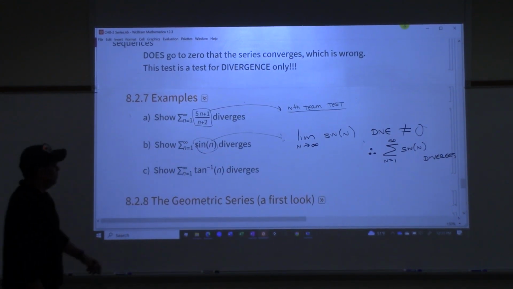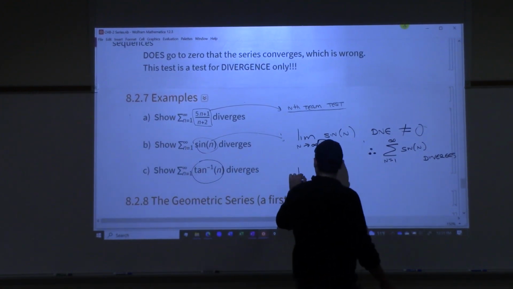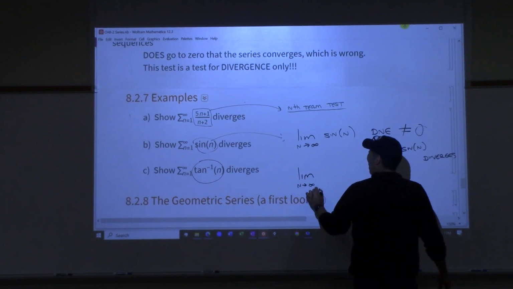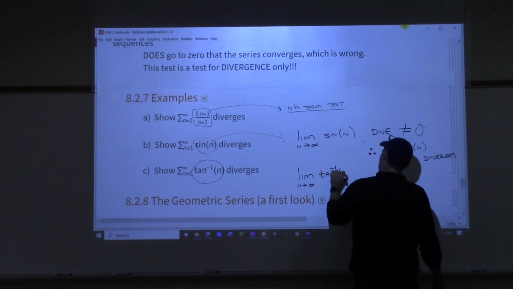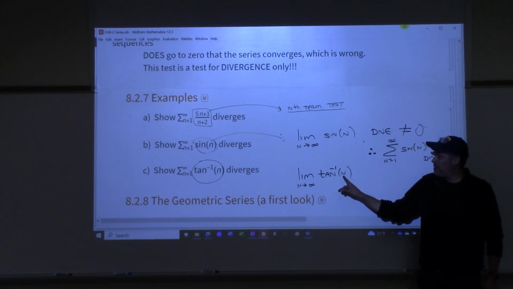Let's do this one. Same idea. Let's take the limit. We're doing the nth term test. N goes to infinity of inverse tangent of n. So if I let n go to infinity, we have to think about what is inverse tangent of infinity. I think we've done this before with integrals. Inverse tangent of infinity is really saying, where does your tangent function become infinite? At what angle? Pi over 2.